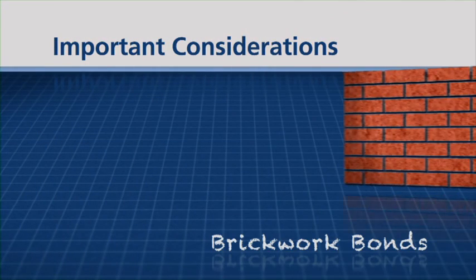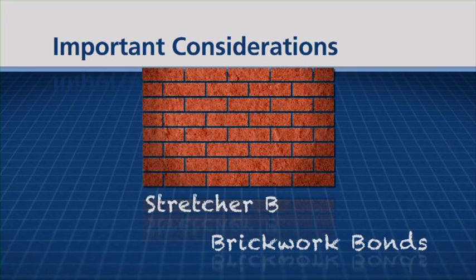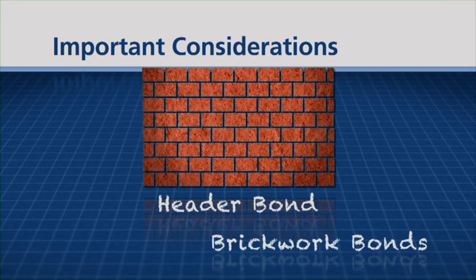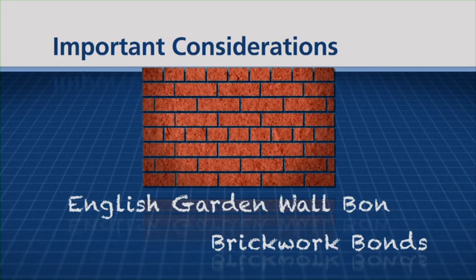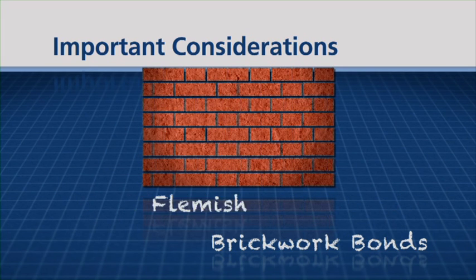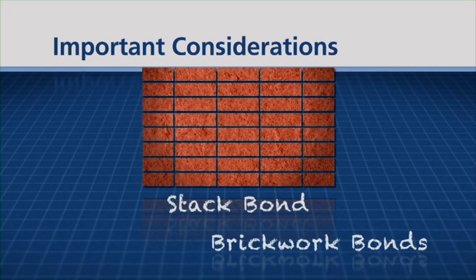Brickwork bonds refers to the pattern in which the bricks are laid. The bricks usually overlap between courses in order to distribute the load and to provide stability. The different bonds can also affect the appearance of a wall. The following are bonds that are used in construction: stretcher bond, header bond, English bond, English garden wall bond, Flemish bond, Flemish garden wall bond, and stack bond.